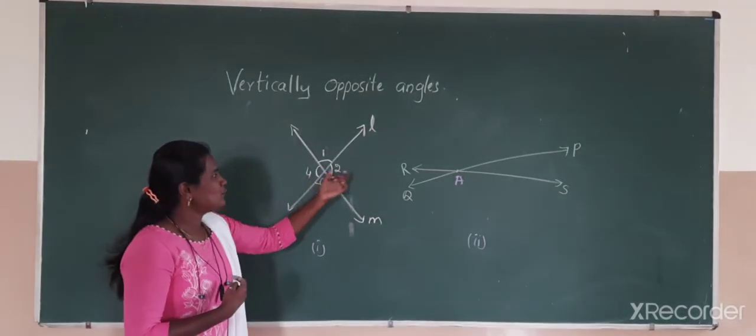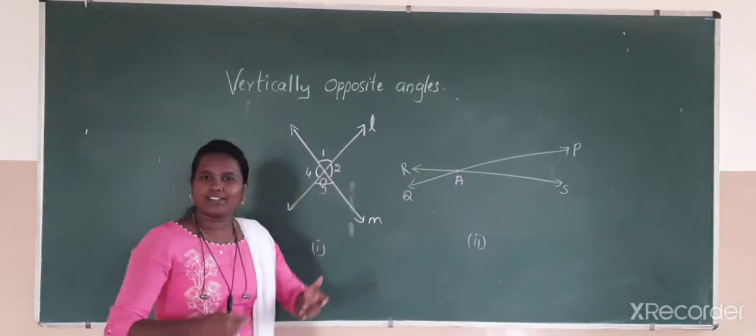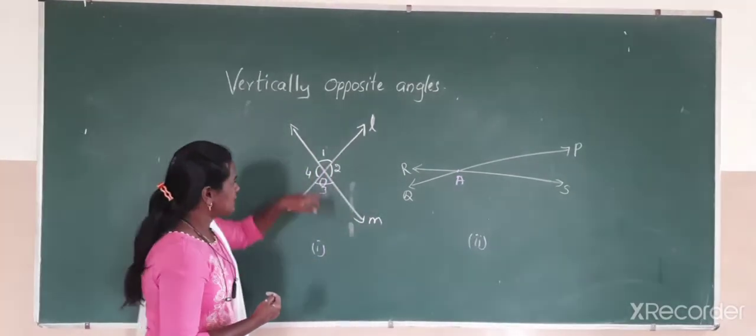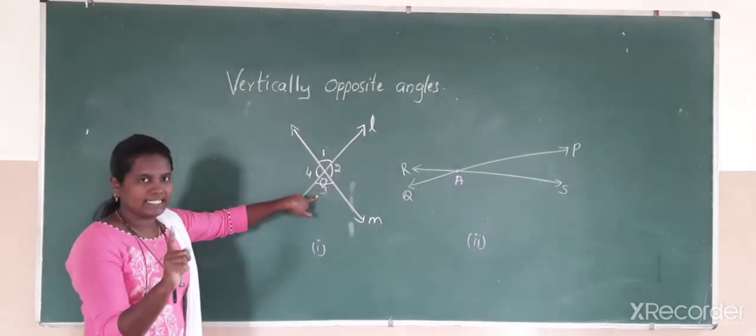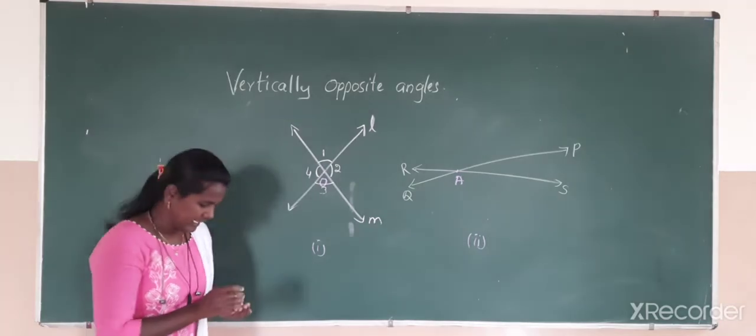See, you may say that 4 and 2 are horizontally opposite angles. Yes? Turn it again, they will become vertically opposite angles. 1 and 3 are vertically opposite, and one more pair is what? 2 and 4 are vertically opposite angles.